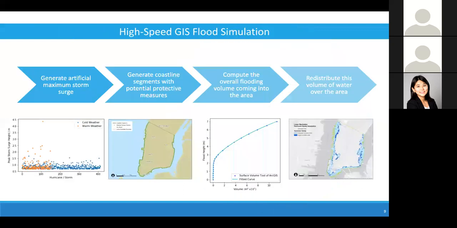The GIS model is a high speed and very simple model, starting with generating an artificial maximum storm surge. If there is a time history of storm surge, we can definitely use that as well. Then we generate the coastline segments with potential protective measures, compute the overall flooding volume coming into the area, and eventually redistribute this volume of water over the area.